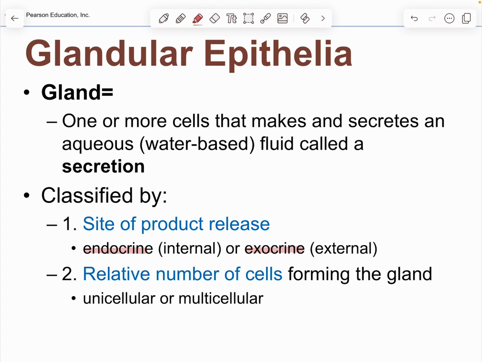Basically, those refer to whether the product that the gland makes is released internally or externally. Exocrine releases the substance externally. Endocrine releases it internally, okay? So that's our first way of categorizing glands. Second, we can have a different number of cells. Some glands are literally just one cell, or unicellular. Some are going to be multicellular, okay?